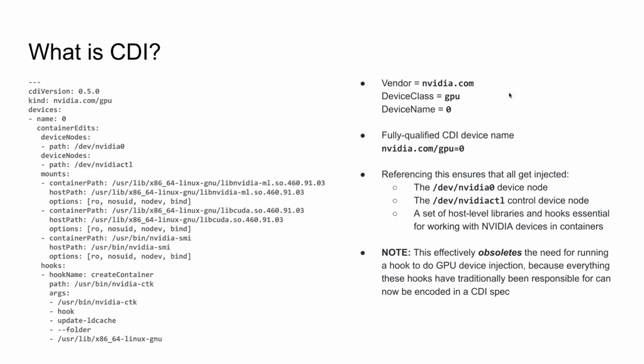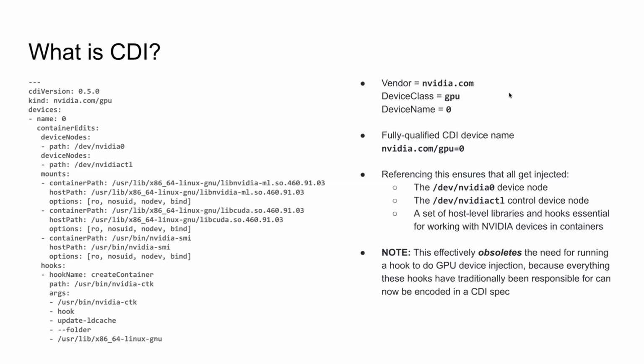So maybe a device name could be nvidia.com/networking equals, and then some device name associated with that, so that those kinds of resources can also be accessible in a container. Other vendors may have different naming schemes, but as long as you have this vendor-class combination in addition to a locally unique device name, then you're able to uniquely identify a device associated with a particular vendor as well.